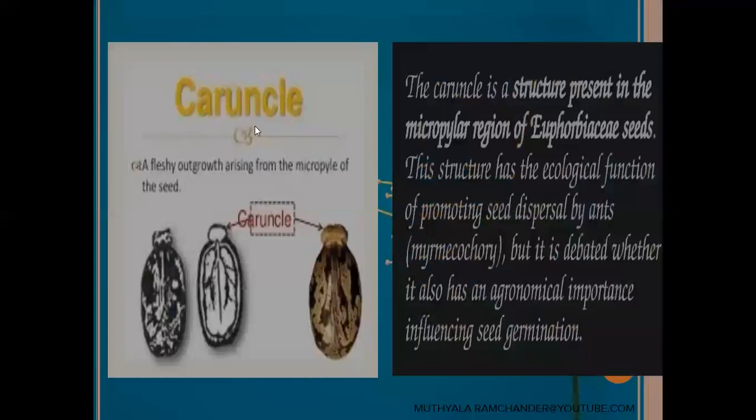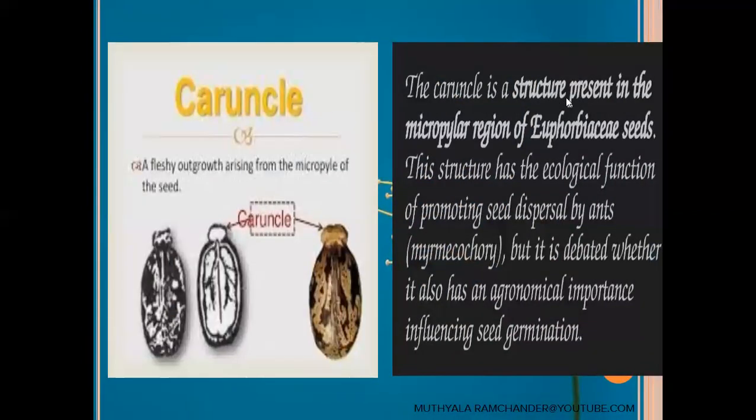The next is the caruncle. The caruncle is a structure present in the micropylar region of Euphorbiaceae seeds. The caruncle mainly helps in the absorption of water and minerals during the development of the seed. It is mainly made of sponge tissues. This structure has the ecological function of promoting seed dispersal by ants. If the seeds are distributed by ants, it is called myrmecochory.